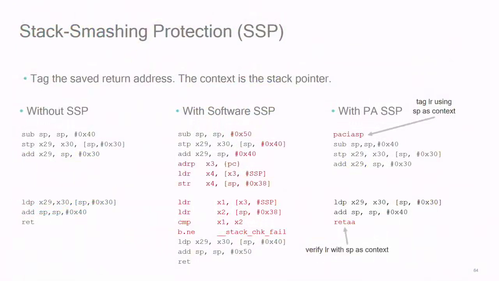Also worth mentioning that PAC-IASP and some of the other instructions, their encodings come from the NOP space in previous versions of ARM. So if you were to take this code on the right and run it on an older processor, it would still work. It just wouldn't give you any security benefit. That's not true for all of the instructions that have been added in the extension, but it's true for a subset, the ones we thought would be most useful.